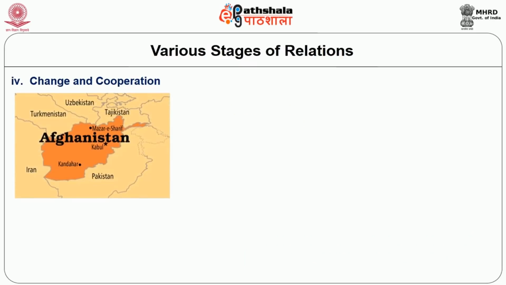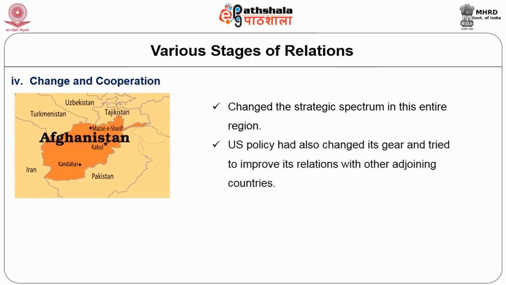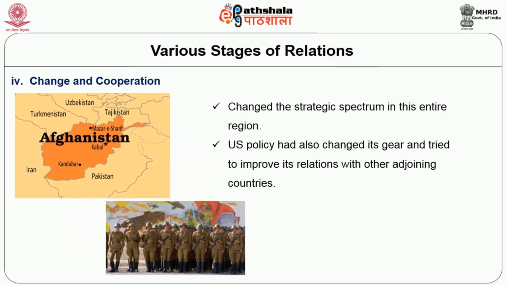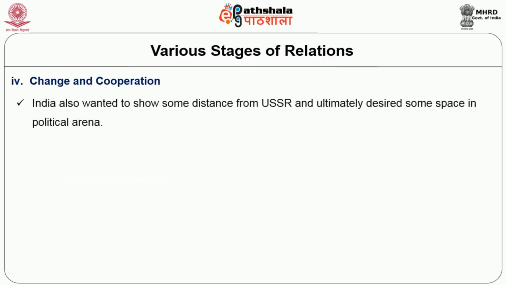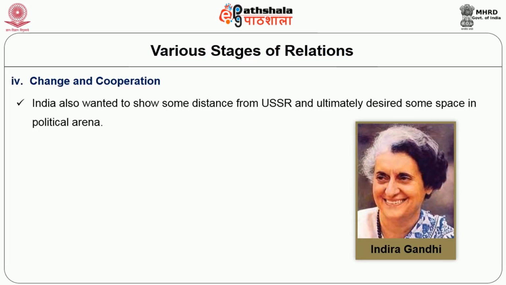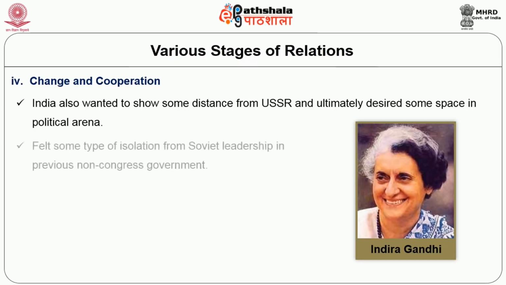Soviet intervention in Afghanistan had changed the strategic spectrum in this entire region. US policy had also changed gear and tried to improve its relations with other adjoining countries. Although their utmost attention was towards China and Pakistan, yet they couldn't ignore India for strategic balance. On the other side, India also wanted to show some distance from the USSR and desired some space in the political arena. Prime Minister Indira Gandhi felt some type of isolation from Soviet leadership in the previous non-Congress government.